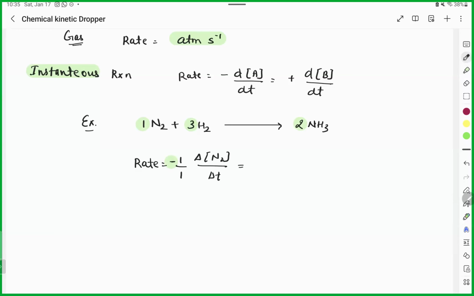So minus sign because the reactant is reducing, right? Yes, the reactant is reducing, that's why minus. As I mentioned, your coefficient should be in the denominator, that's why 1 by 3. Everything else will be the same: d H2 concentration divided by dt. And you know the product is increasing, so it will be 1 by 2 plus delta NH3 by dt.